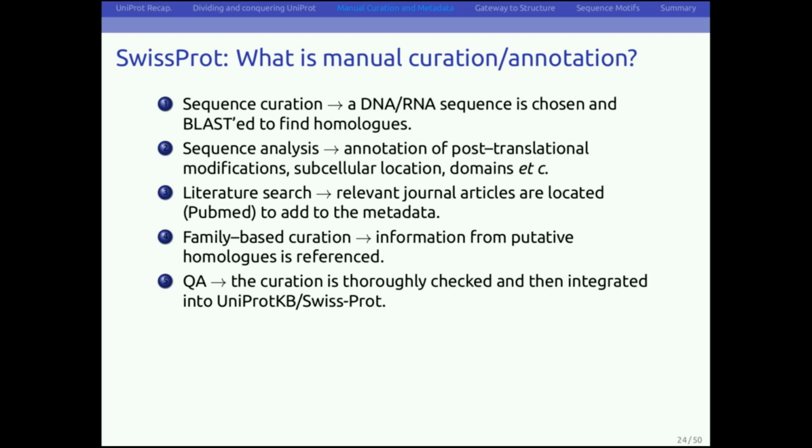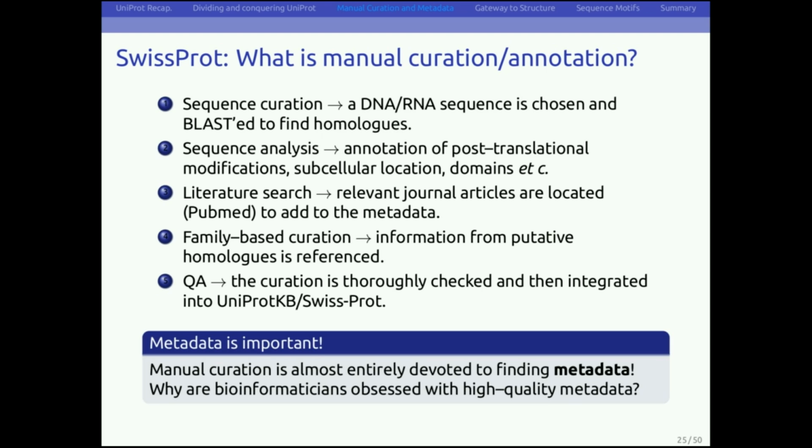Now, I hope you understood and took home the message from this slide that metadata is extremely important. In all of these steps, almost everything that we're doing is just adding to the metadata, to the knowledge that we have about this unknown sequence. So my question to you is, why are bioinformaticians obsessed with high-quality metadata? It really does become an obsession sometimes. So think about why that may be. It's not just about, well, we have some data and we know which species it comes from. Why are we so interested in looking at all this different kind of information that we can attach to this sequence? It's just something for you to think about.